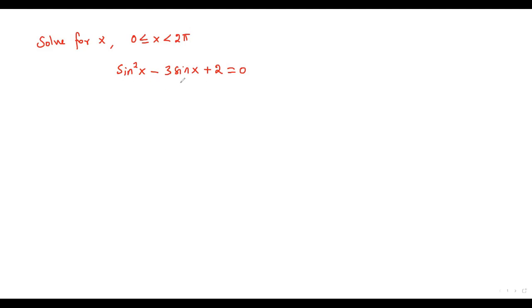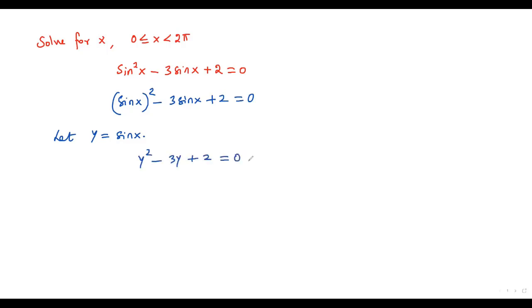To solve this equation, the first thing I'm going to do is write sine square x as (sin x) the whole square, negative 3 sin x, positive 2 equals 0. So here I find sin x, here I find sin x. To make the equation solving process easier, I'm going to assign a new variable y for sin x. That is, let y equal sin x. So wherever I find sin x, it can be replaced by y. Then this will become y square negative 3y positive 2 equals 0.